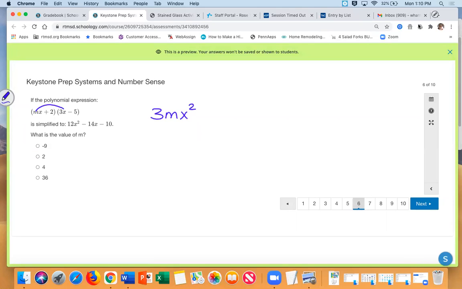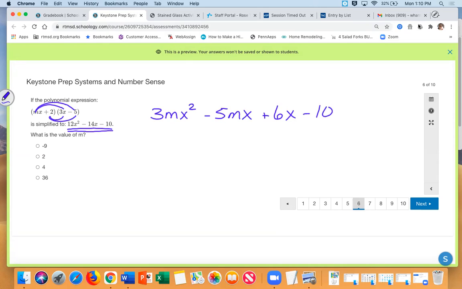Then I do this times this. That gives me negative 5mx. Then I'm going to do the 2 times the 3. And that gives me 6x. And then I do 2 times the negative 5. And that gives me negative 10. And here's the thing. I just foiled it, but I didn't need to do all of that math. So Jagger, do you see how I want to know when that polynomial I just foiled equals that I underlined? Yeah. That's what it's asking.